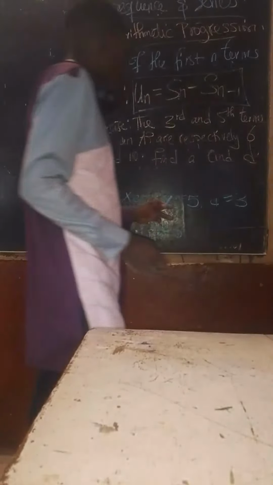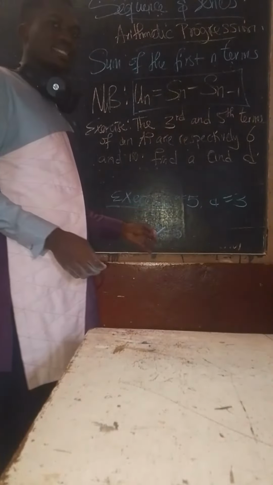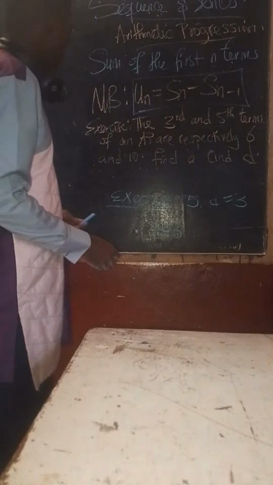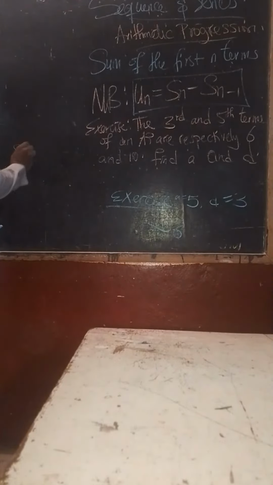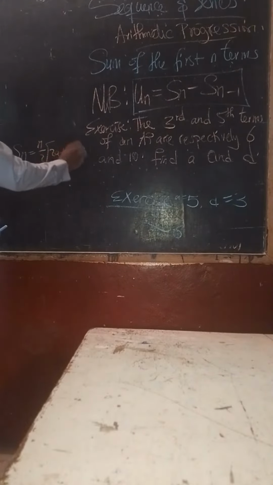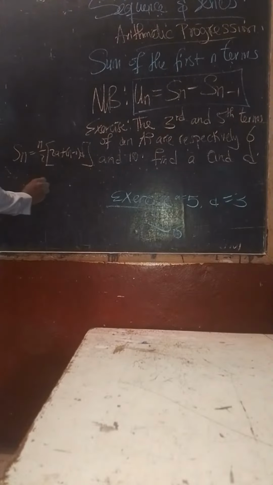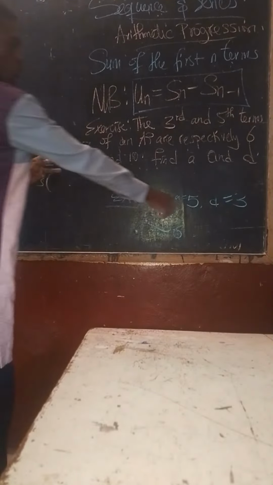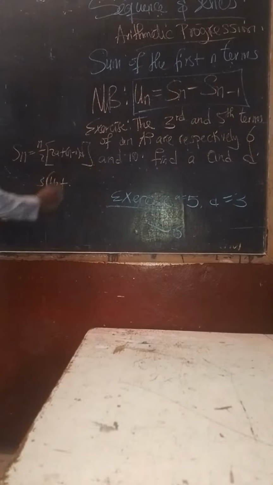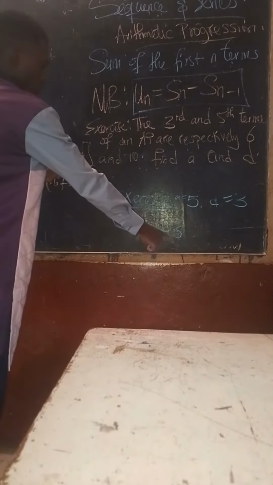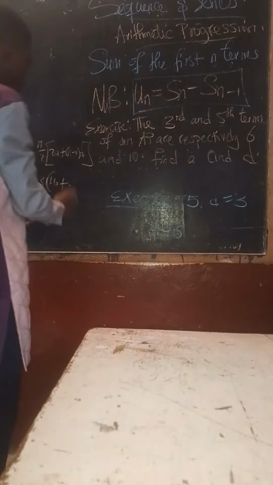Stop what you are doing. You look up. We are looking for S6. You know that Sn is n on 2 times 2a plus n minus 1 d. So S6, what's 6 on 2? 3. 2a, 2 times 5 is 10, plus n minus 1 should be 5, and 5 times 3 is 15.